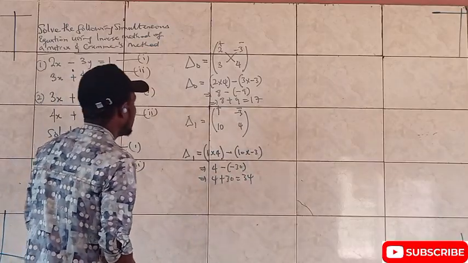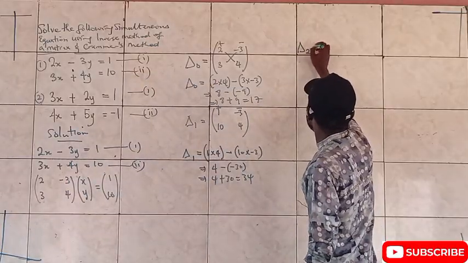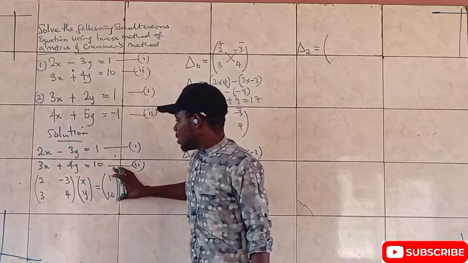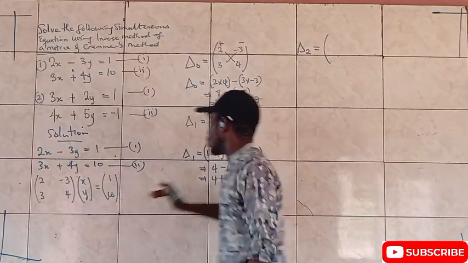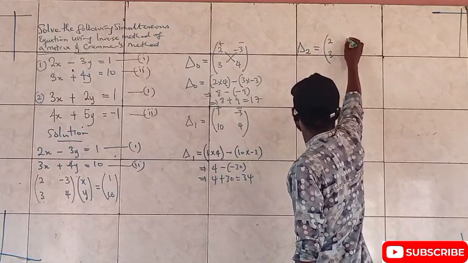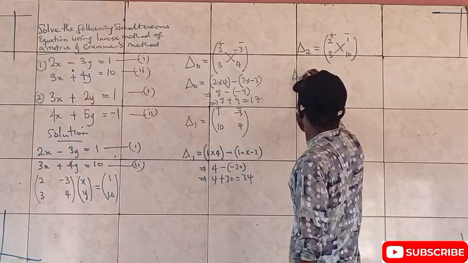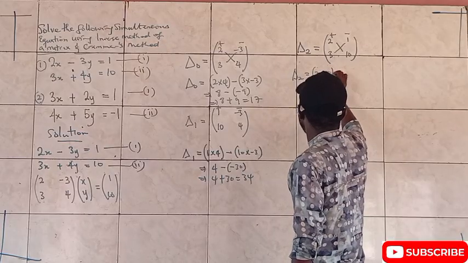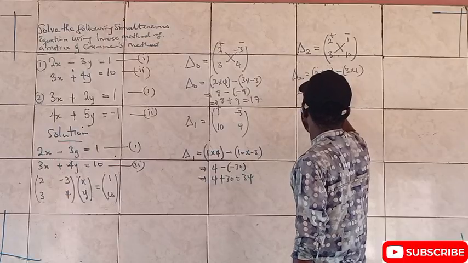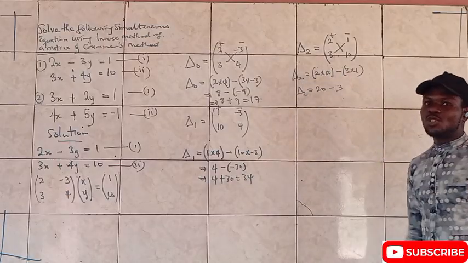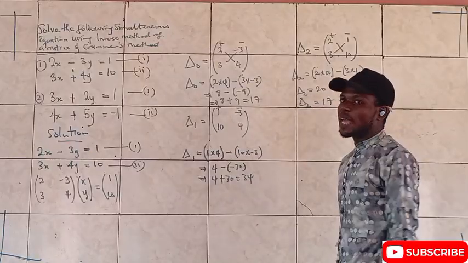Then next is my second determinant, which I will write as delta 2. How is it done? I'm going to take my constant and put it in the second column while I do the fix this way. So I have 2, 3, 1, 10, plus, minus, then my delta 2 is equal to 2 times 10 minus 3 times 1. So delta 2 is equal to 20 minus what? 3. Good. So delta 2 is equal to 17 eventually.